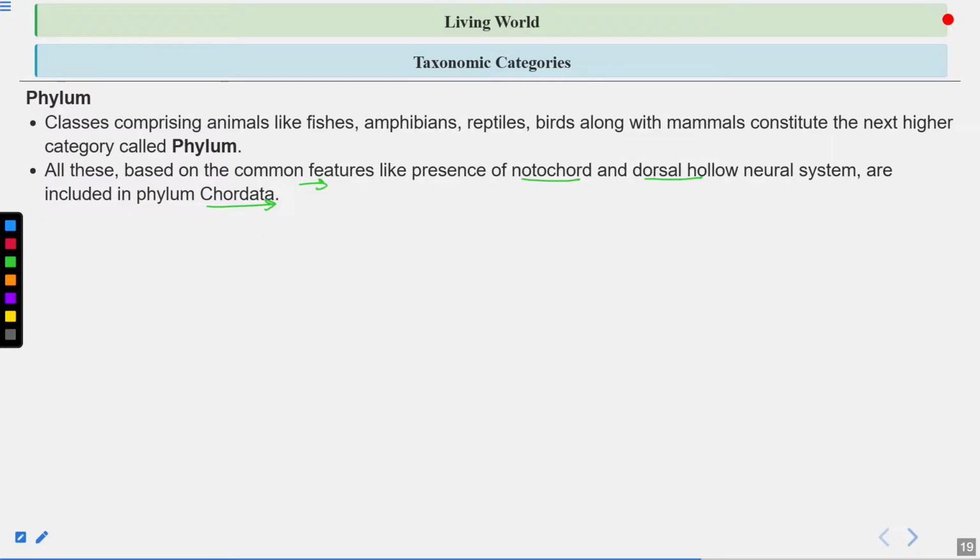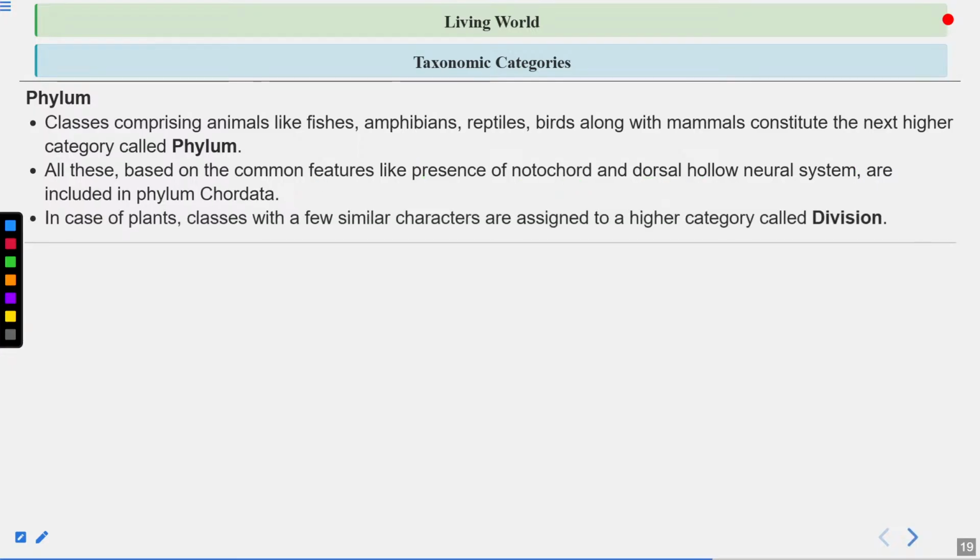What is this common feature? Presence of the notochord and dorsal hollow neural system. So what is notochord? Notochord is generally seen in the embryonic stage and helps in the organization of the nervous system. In case of plants, classes with few similar characters are assigned to a higher category called division. So in case of plants, we use the word division instead of phylum.